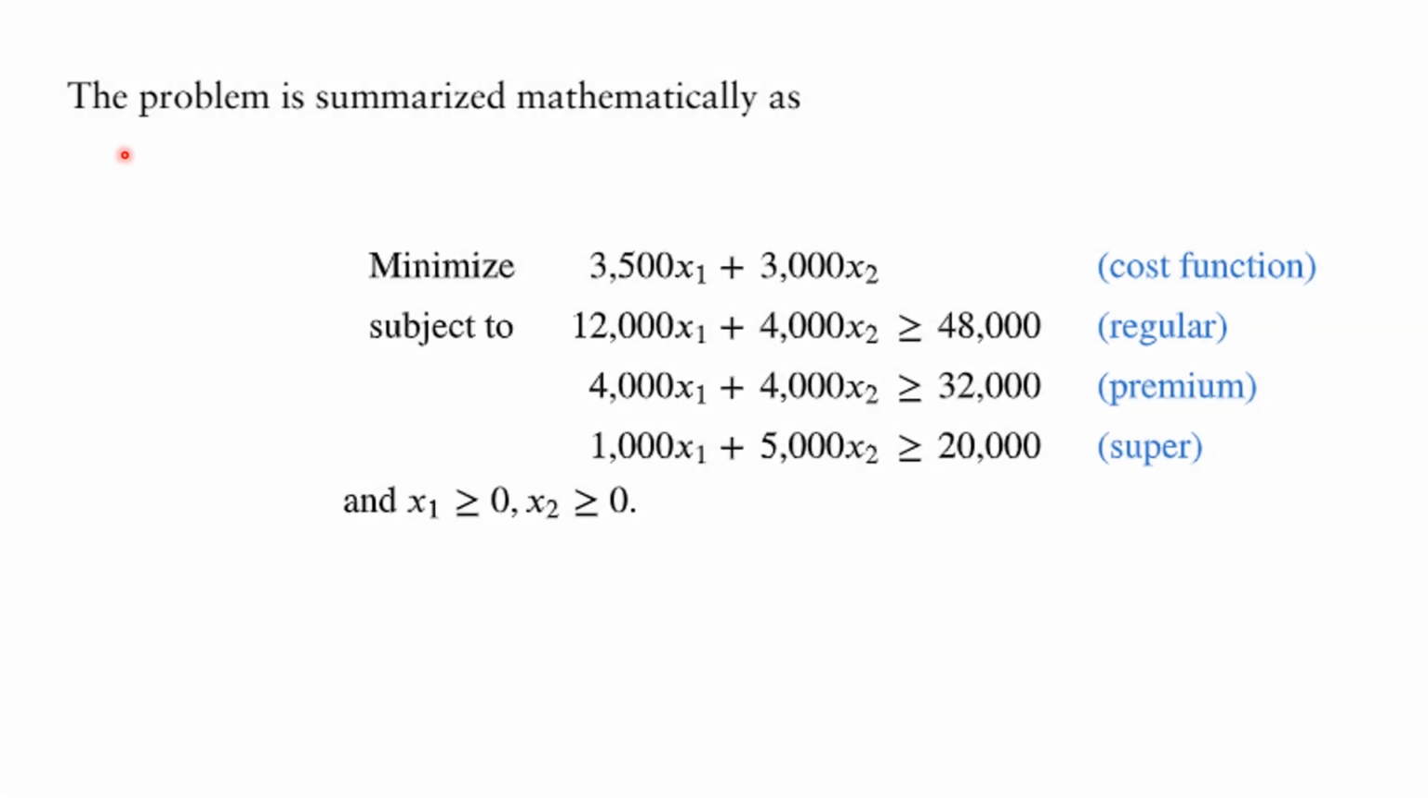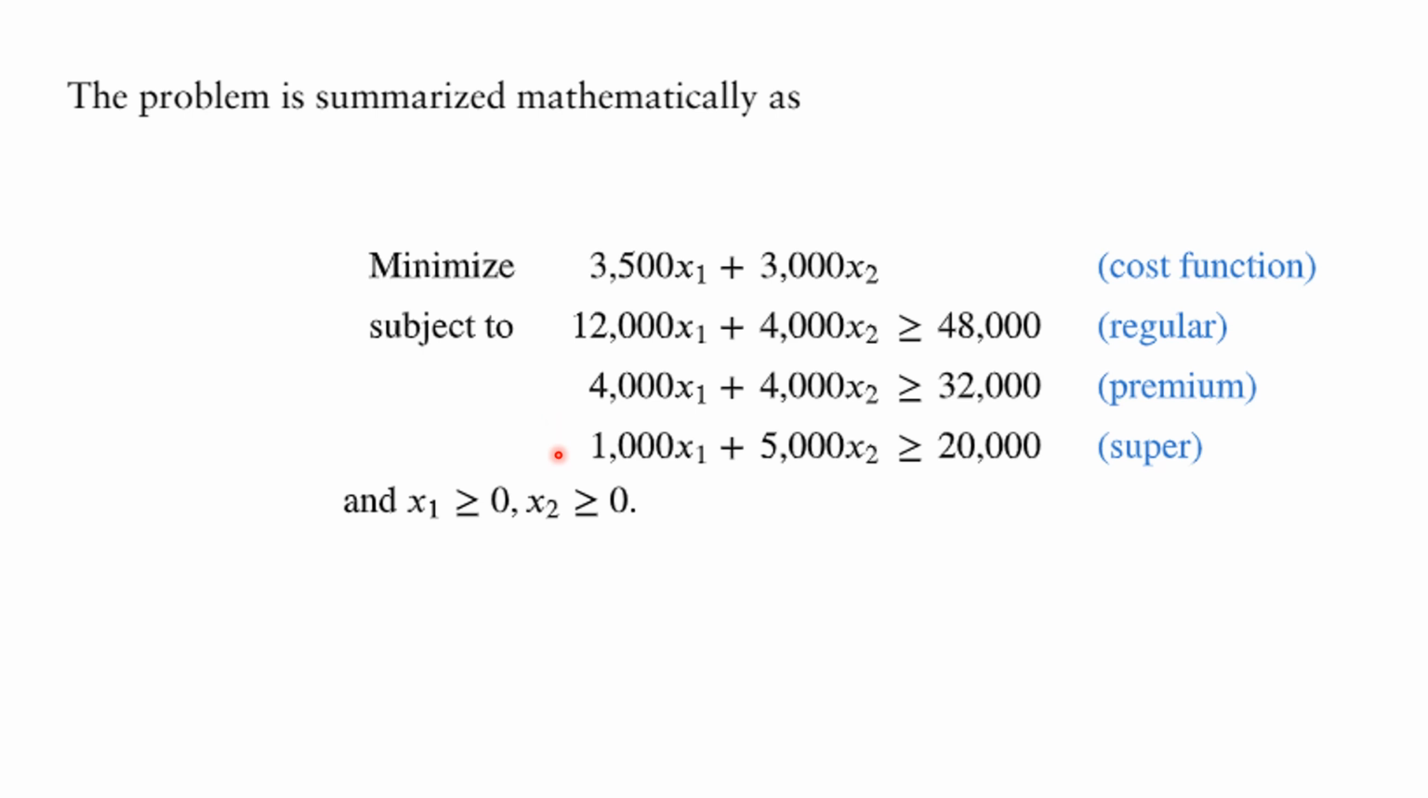The problem can be summarized mathematically as this. We want to minimize the objective function, which in this case is a cost function, and this is 3,500 X1 plus 3,000 X2, subject to the constraints. This is 12,000 X1 plus 4,000 X2 bigger than or equal to 45,000. That's the regular constraint.